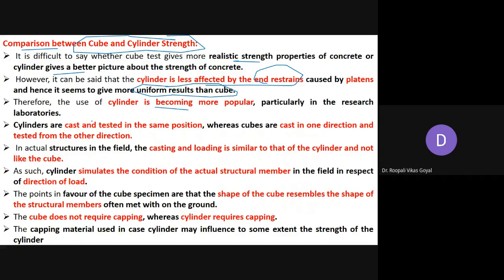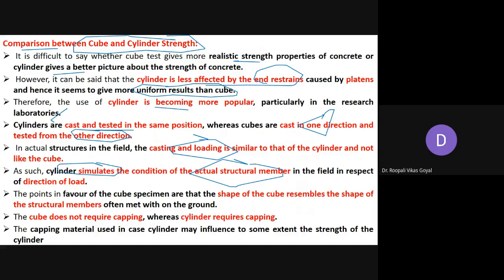Also, these cylinders are cast and tested in the same position. While in case of cube, as I told you, casting is done in one direction and tested from the other direction. In an actual structure also, casting and loading are in the same direction. So as far as the loading is concerned, the cylinder simulates the condition of the actual structural member, which is in favor of the cylindrical specimen. In the field also, the loading is in the same direction, that's why that will favor this cylindrical specimen.